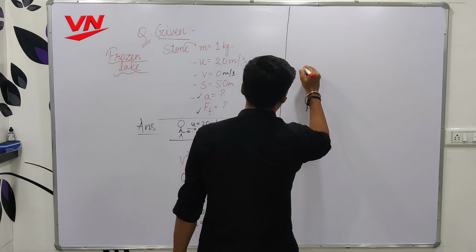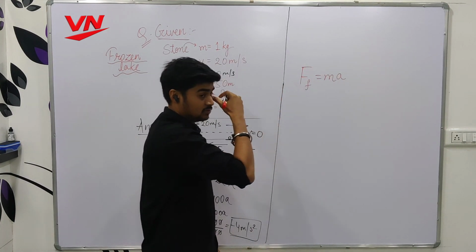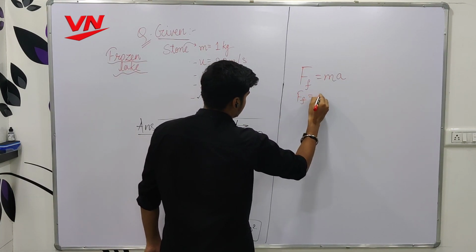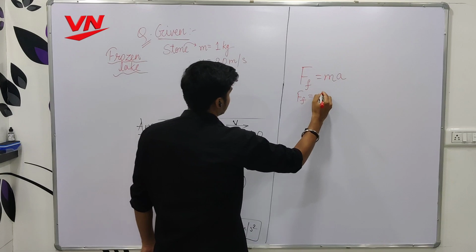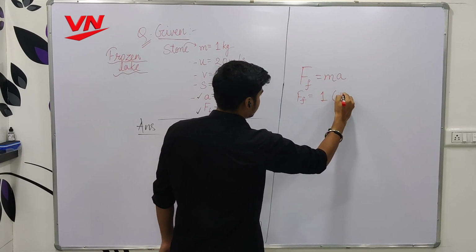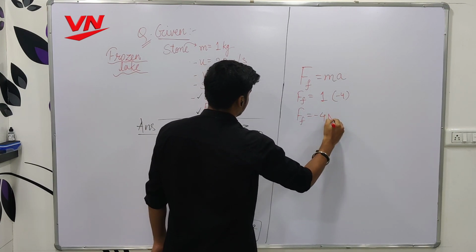As you know, again we will use the second law, special case, which is F equals ma. We have to calculate the force of friction, so we need mass, which is already given as 1 kg, and acceleration is minus 4. So the force of friction will also be negative, which is minus 4, and it is in Newton.